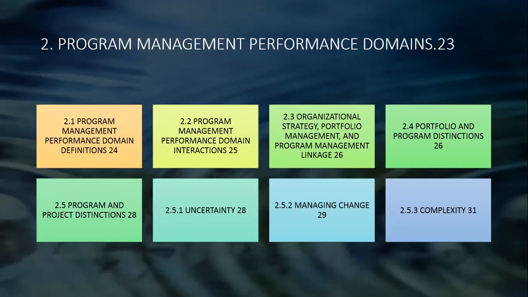So as I mentioned, all 5 program management performance domains interact with each other throughout the course of the program. And the amount of interaction and when it should occur, it all depends on the components. 2.3, organizational strategy, portfolio management, and program management linkage. These things are all linked. You cannot extricate portfolio management from organizational strategy. Portfolio management is linked to organizational strategy because you are working the portfolio to get to those organizational strategic business objectives. You're working the program to get to the objectives of the portfolio.